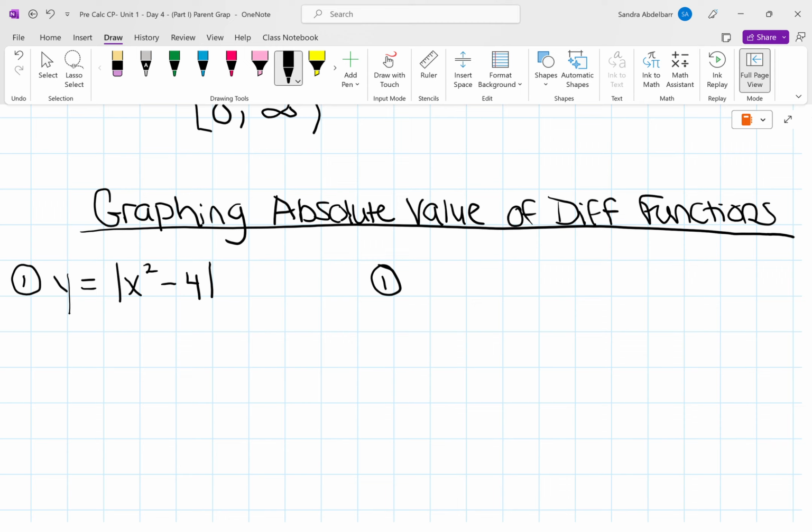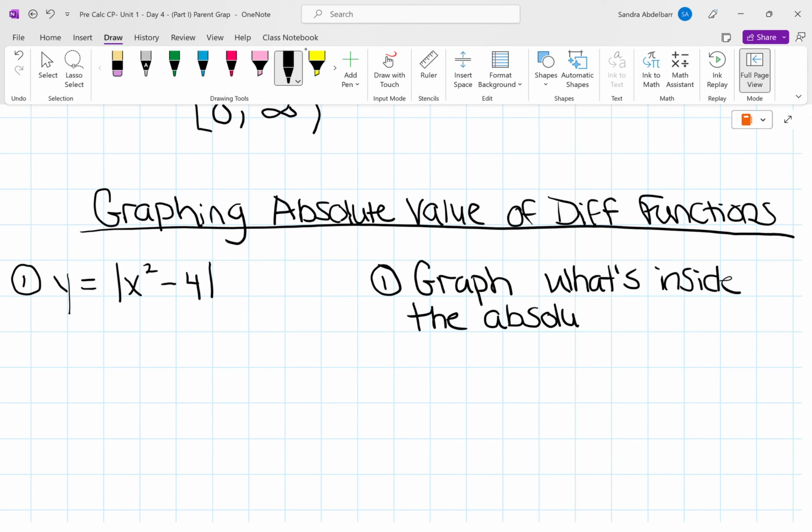Since I know this is not a v, this is saying graph what's inside of here, whatever this is, then take the absolute value of it on the graph. Well, how do we do that? One step at a time. So we're going to graph what's inside the absolute value lines.